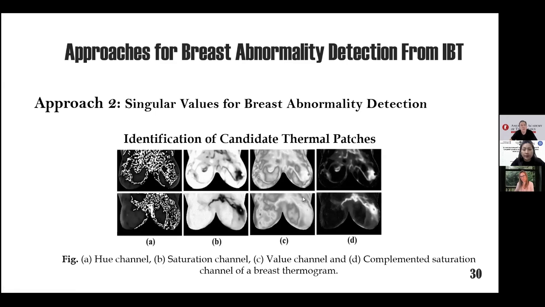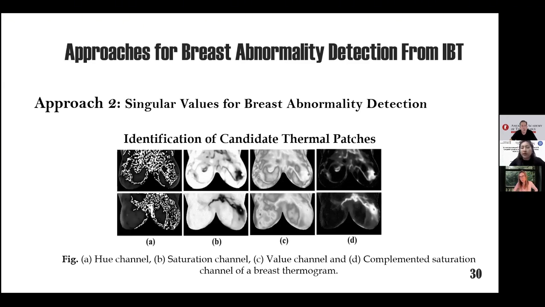and as you can see in D, we take the complement of channel B, where the thermal patches are prominent, which is not the case in the red, green, blue channel. So now, compared to the original image, it's far better to identify where the tumor location is.